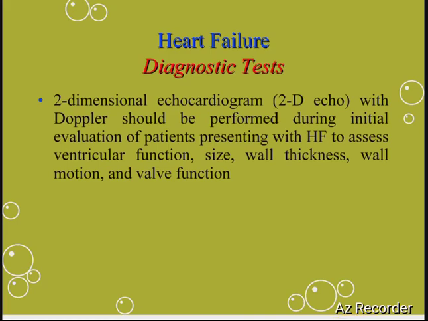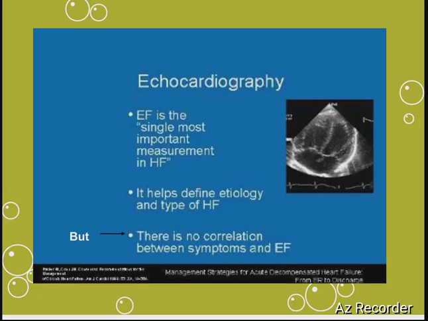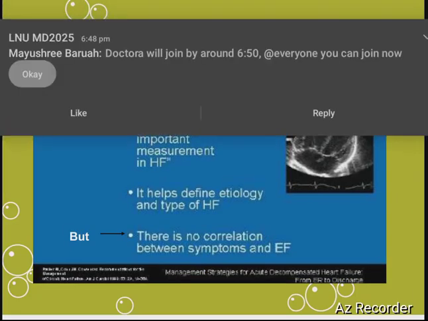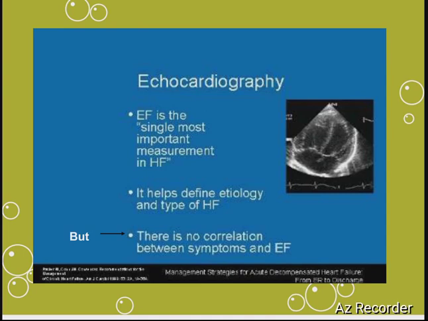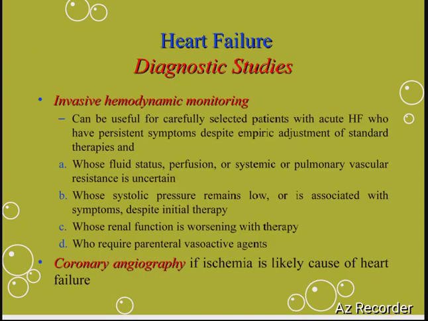Two-dimensional echocardiogram with Doppler should be performed during the initial evaluation of a patient presenting with heart failure to assess ventricular size, ventricular function, wall thickness, and wall motion. Echocardiography: EF is the single most important measurement in HF. It tells the different etiology and type of HF, but there is no correlation between the symptoms and the ejection fraction.